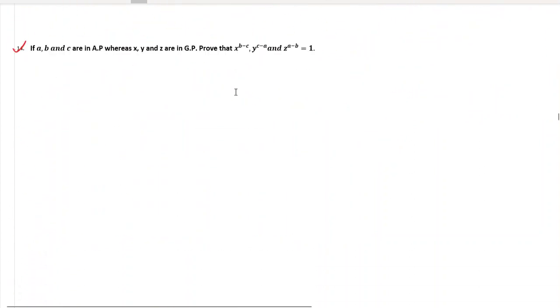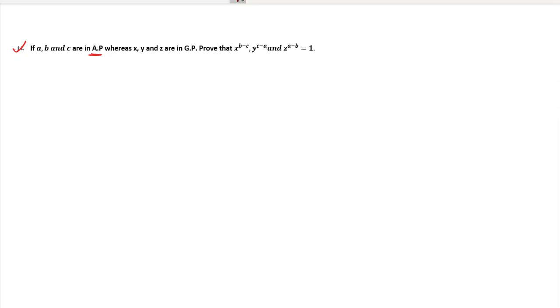Next question, this is there in your syllabus. If small a, small b, and small c are in AP, yes, small, you read it right, they are in AP. So the question in front of you here is a question of GP mixed with AP, a combined question of both the chapters.